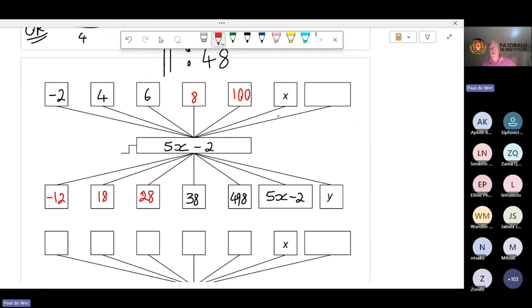Right. Now, guys, when you put x in, you get 5x minus 2 out. What must I put in if I want to get y out? So now this is moving from numbers to algebra. What must I do?